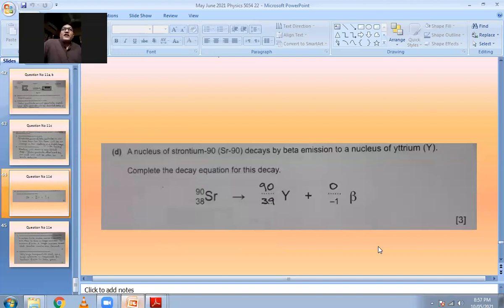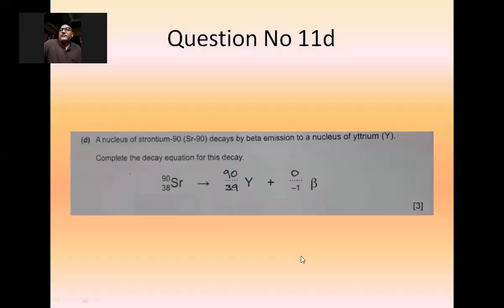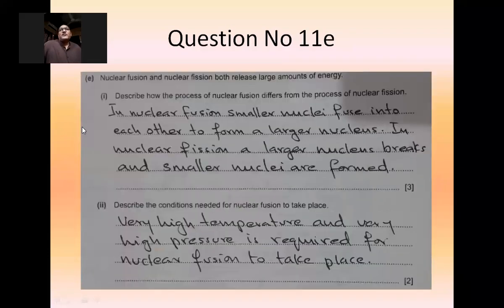So here you can see a nucleus. Here you can see the beta particle, its proton number is -1, its mass number is 0. The daughter nucleus, its proton number will be 1 more than the parent nucleus, and its mass number is equal to the mass number of the parent nucleus. So you write 90, 39 here, 0. So let me go to this one.